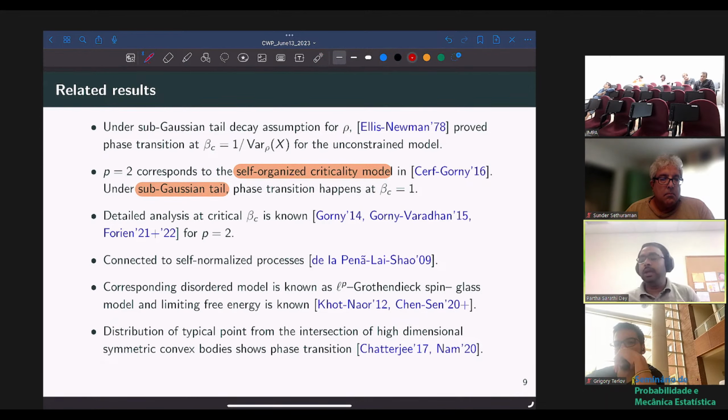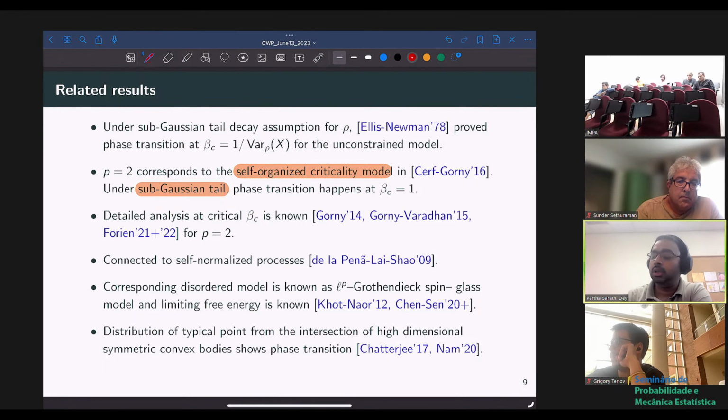Now, a detailed behavior is known at the critical beta c. So n to the power 1/4 times the magnetization has a limiting density proportional to e to the power minus x to the power 4. There are many results and also extensions. Gorny did it for the Gaussian case, and then using Hubbard-Stratonovich, Gorny and Varadhan have a proof at criticality. And then Florian also has results on some linear and on the planar Ising model on this kind of scale.